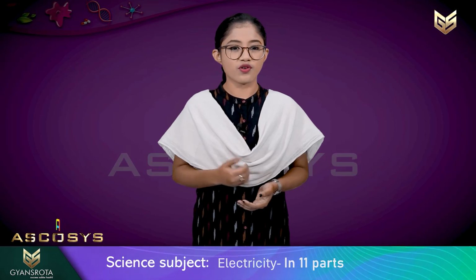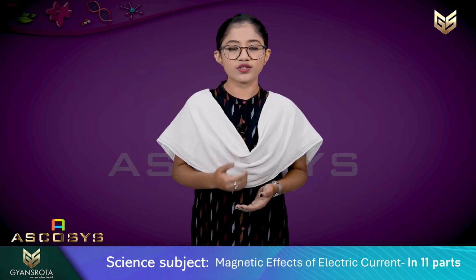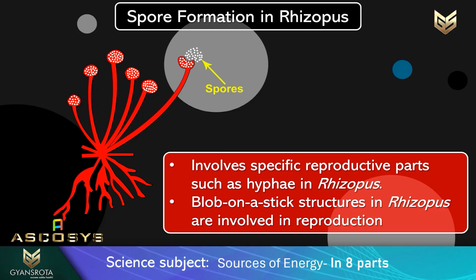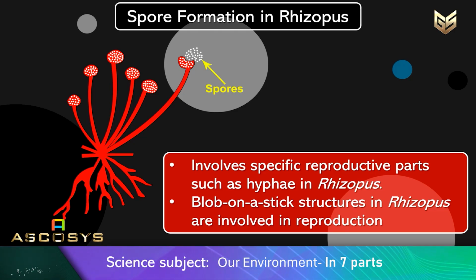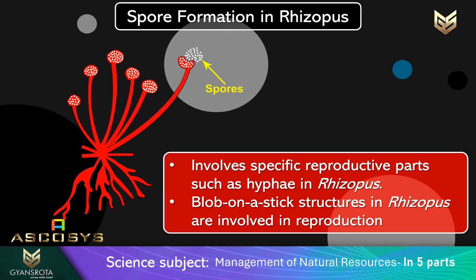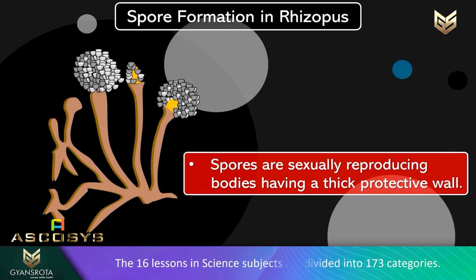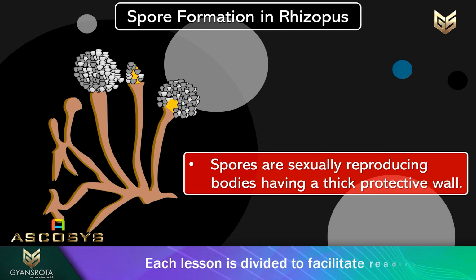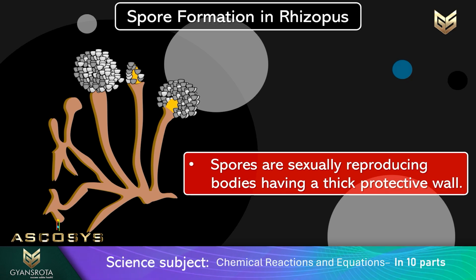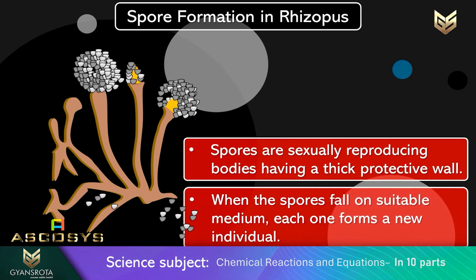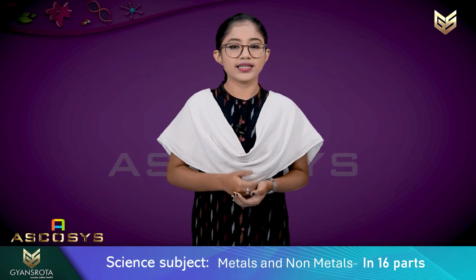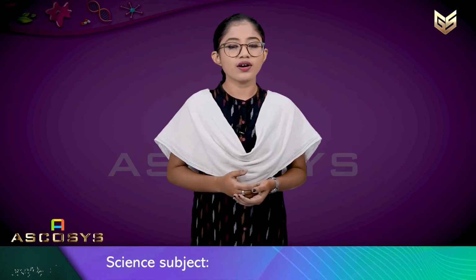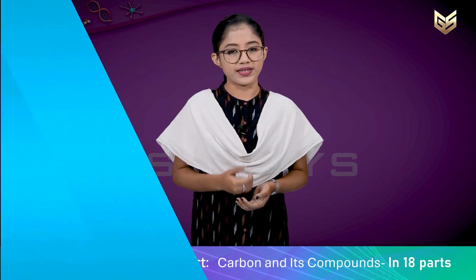And the next one is spore formation. Spore formation is another method of asexual reproduction which involves specific reproductive parts such as hyphae in Rhizopus and the tiny blob-on-a-stick structures involved in the reproduction process. These blobs, as you can see in this figure of Rhizopus, are the sporangia, which contain cells or spores that can eventually develop into a new Rhizopus individual. These spores are covered by thick walls that protect them until they come into contact with another moist surface, and then they can begin to grow. So this is how spore formation, asexual reproduction, takes place.